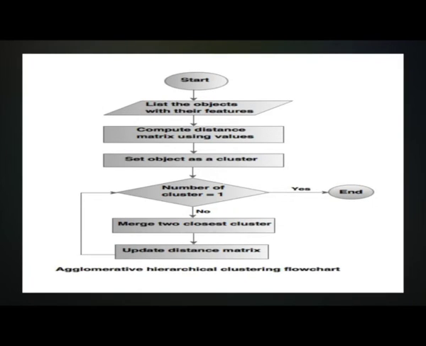The first step is that you have to list the objects with their features. Next, you have to compute the distance matrix using the values. After computing the distance matrix, you can set each object as a cluster. If the number of clusters is equal to 1, then we come to the end of the algorithm and we can stop the computation. If the number of clusters is more, then merge the two closest clusters. After you merge the closest clusters, you can update the distance matrix and proceed iteratively until there is only one cluster. So, these are the basic steps followed in agglomerative hierarchical clustering.